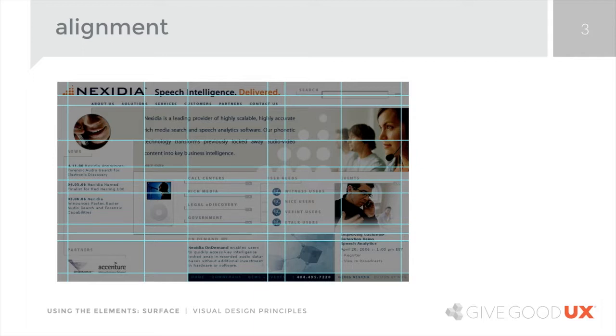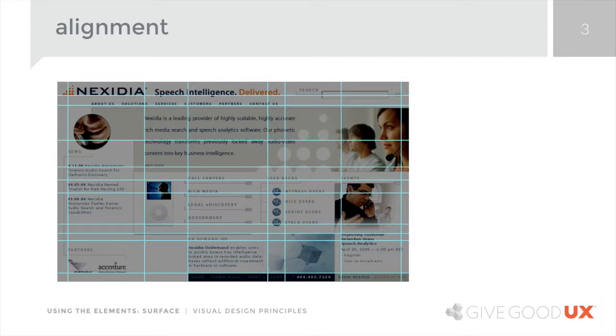If you look down in the middle, you'll see that the baseline, meaning the bottom of the letters, in call centers lines up with user needs, lines up with events. If you go below that, you'll see that rich media lines up with witness users. Notice down here that this left rule lines up with the top of this image, lines up with the top of this text. So while they're not all the same element aligning with the same element, they're still aligned. There are still very clear visual paths for the eye to follow.